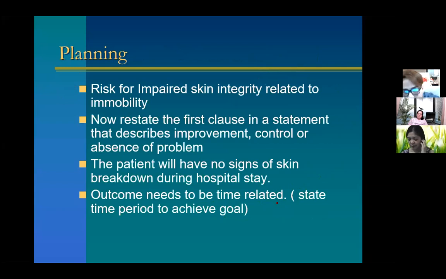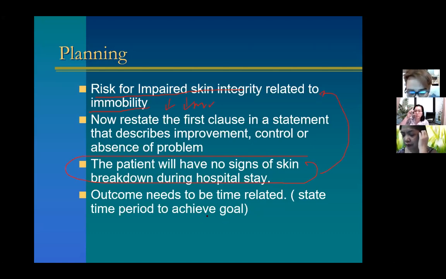Okay. So let's say, for example, for this one, risk for impaired skin integrity related to immobility. Okay. So, ang problema niya ay risk for impaired skin integrity. Okay? Then, ang causative niya is because immobile, hindi makagalaw yung pasyente. Okay? Baka as evidenced by decreased muscle strength, pwede yan. Okay? So therefore, ang planning mo, the patient will have no signs of skin breakdown. Okay? This is the opposite of your nursing diagnosis.